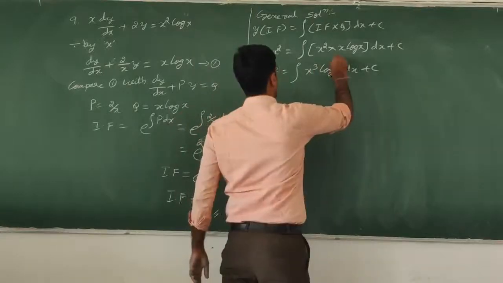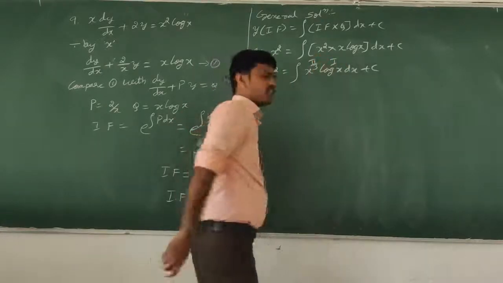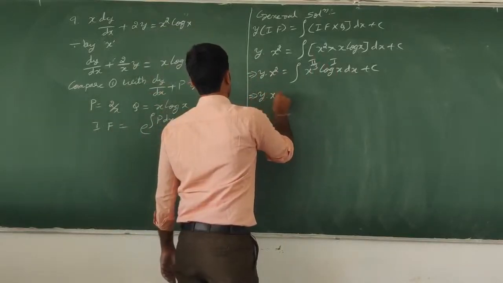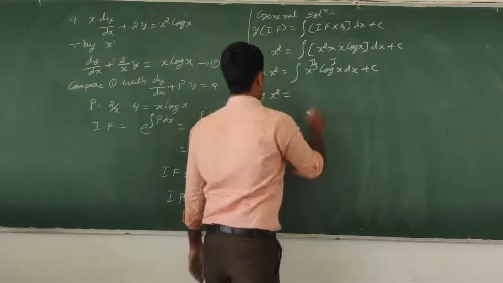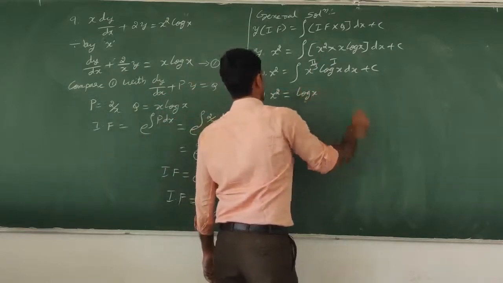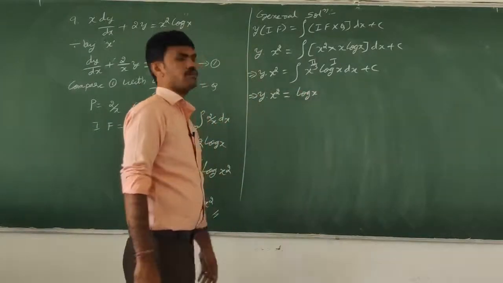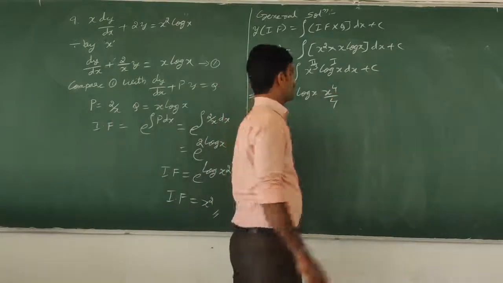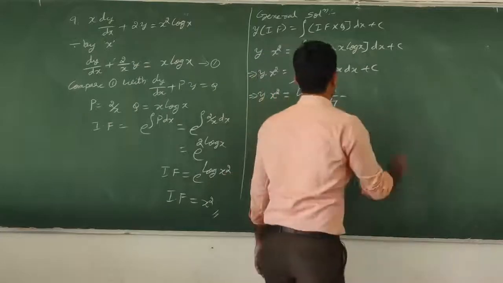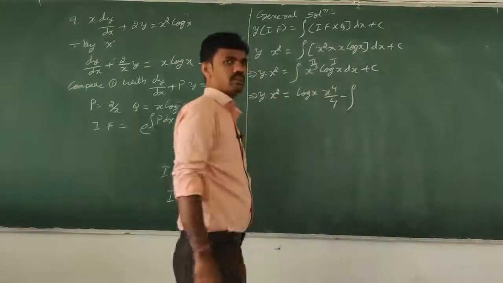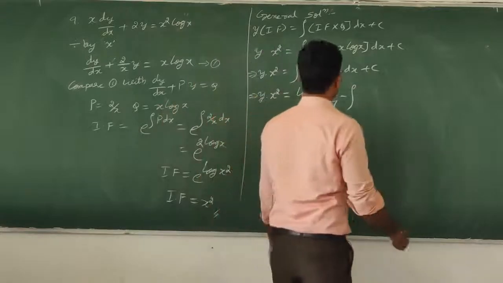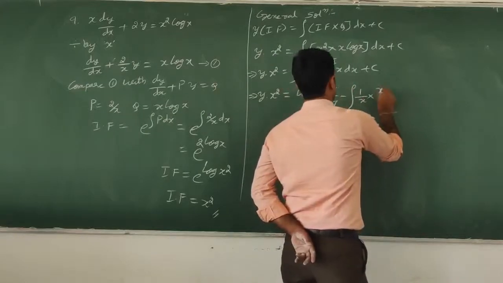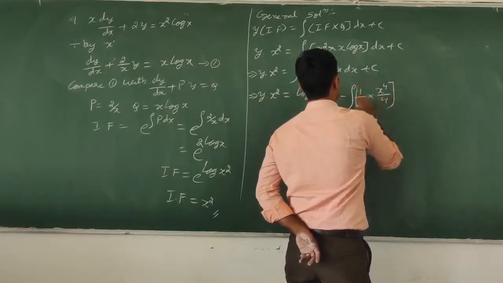So that is our first function, log x, whatever it may be. The remaining thing will act as the second function. So this implies that y into x square is equal to the first function written as it is, that is log x, into the integration of the second function. The second function is x cube, and the integration of x cube is x to the power 4 by 4, minus the differentiation of the first function. Here the first function is log x, and the derivative of log x is 1 by x, into the integration of the second function, that is x to the power 4 by 4, whole dx.